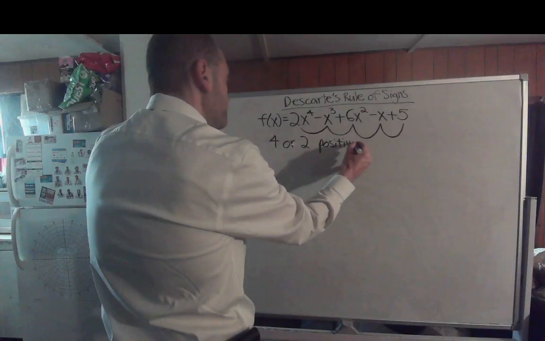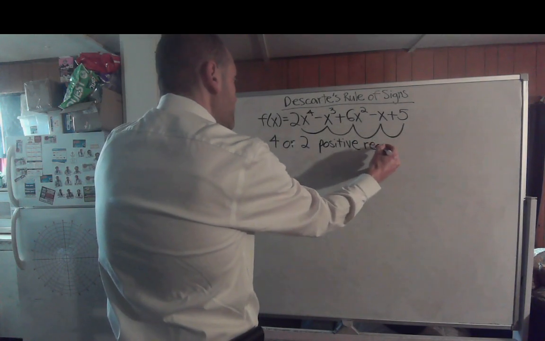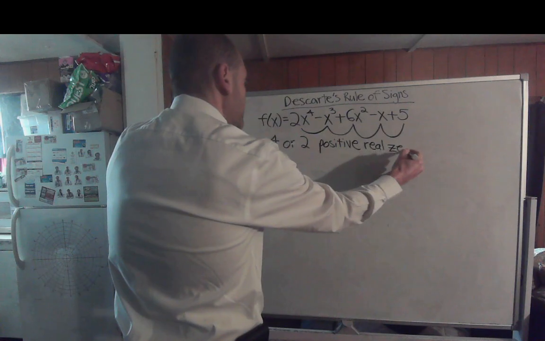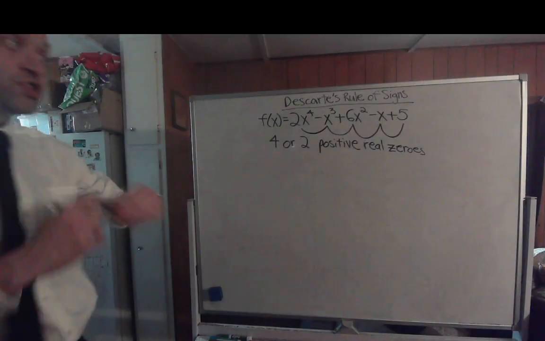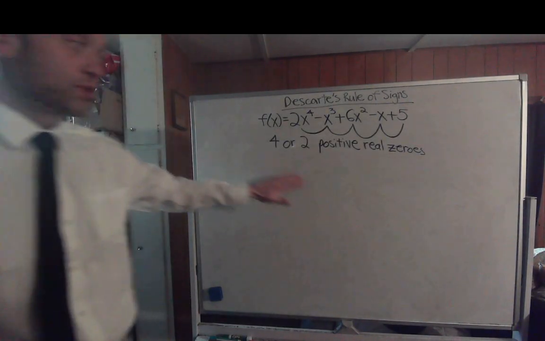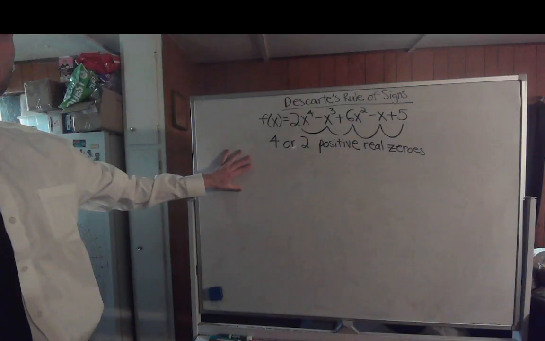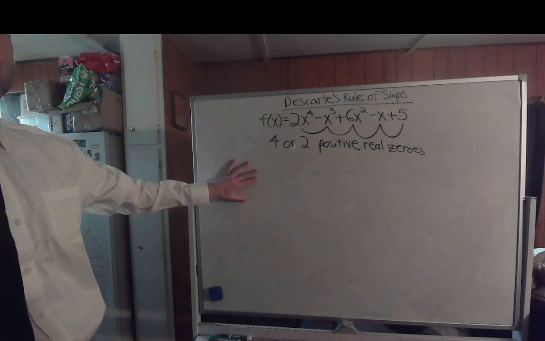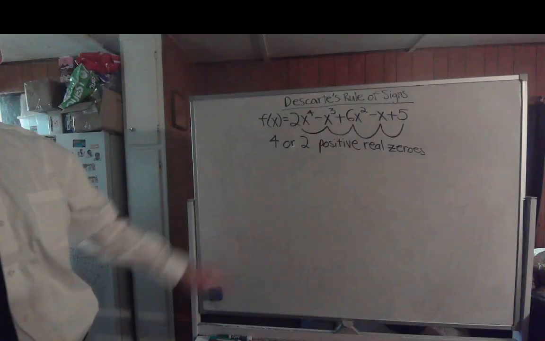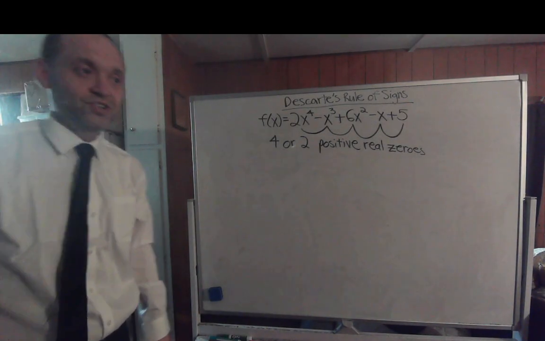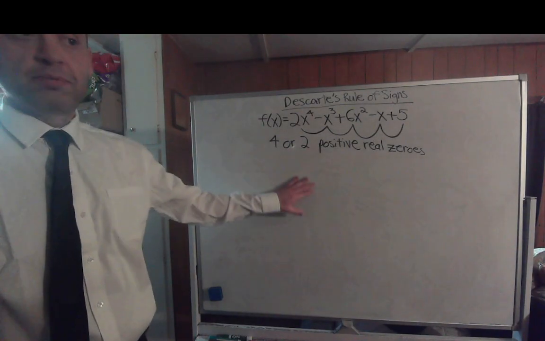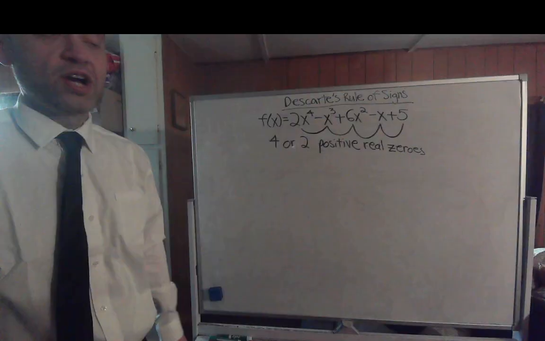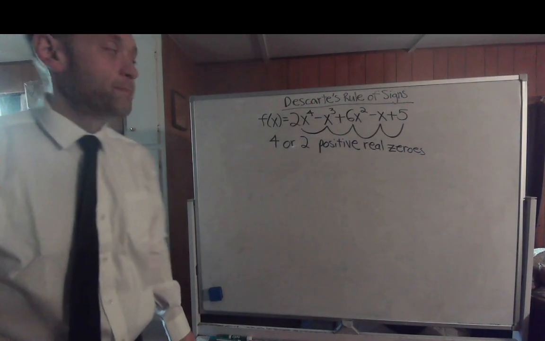So what this is saying here is the number of sign changes you have, or 2 less than that, for your positive real zeros. Now let's say we came up with only 1 sign change. What would happen then? You're definitely not going to have negative 1 real zeros. It would just be 1 positive real zero. You wouldn't subtract anything if you just got 1.